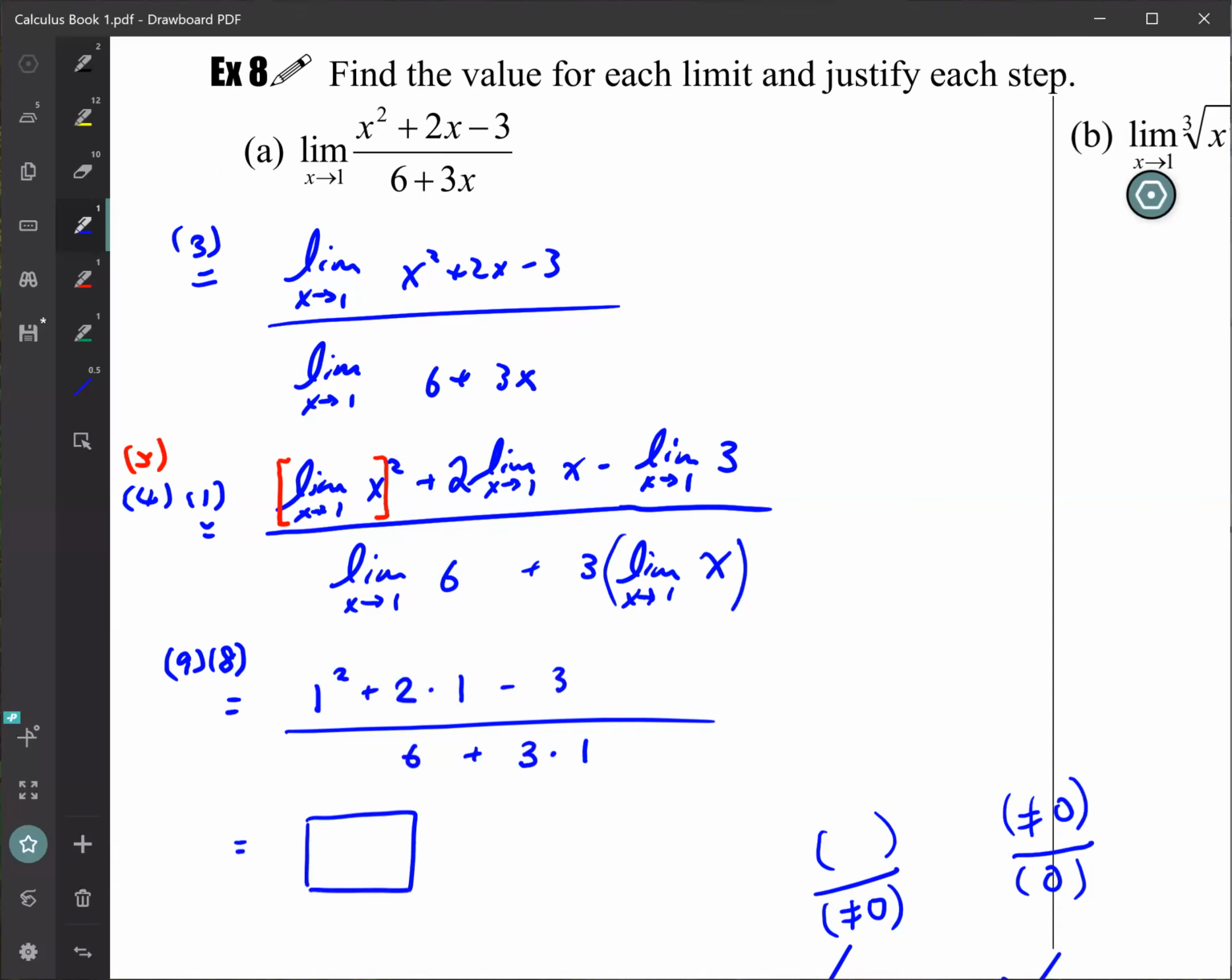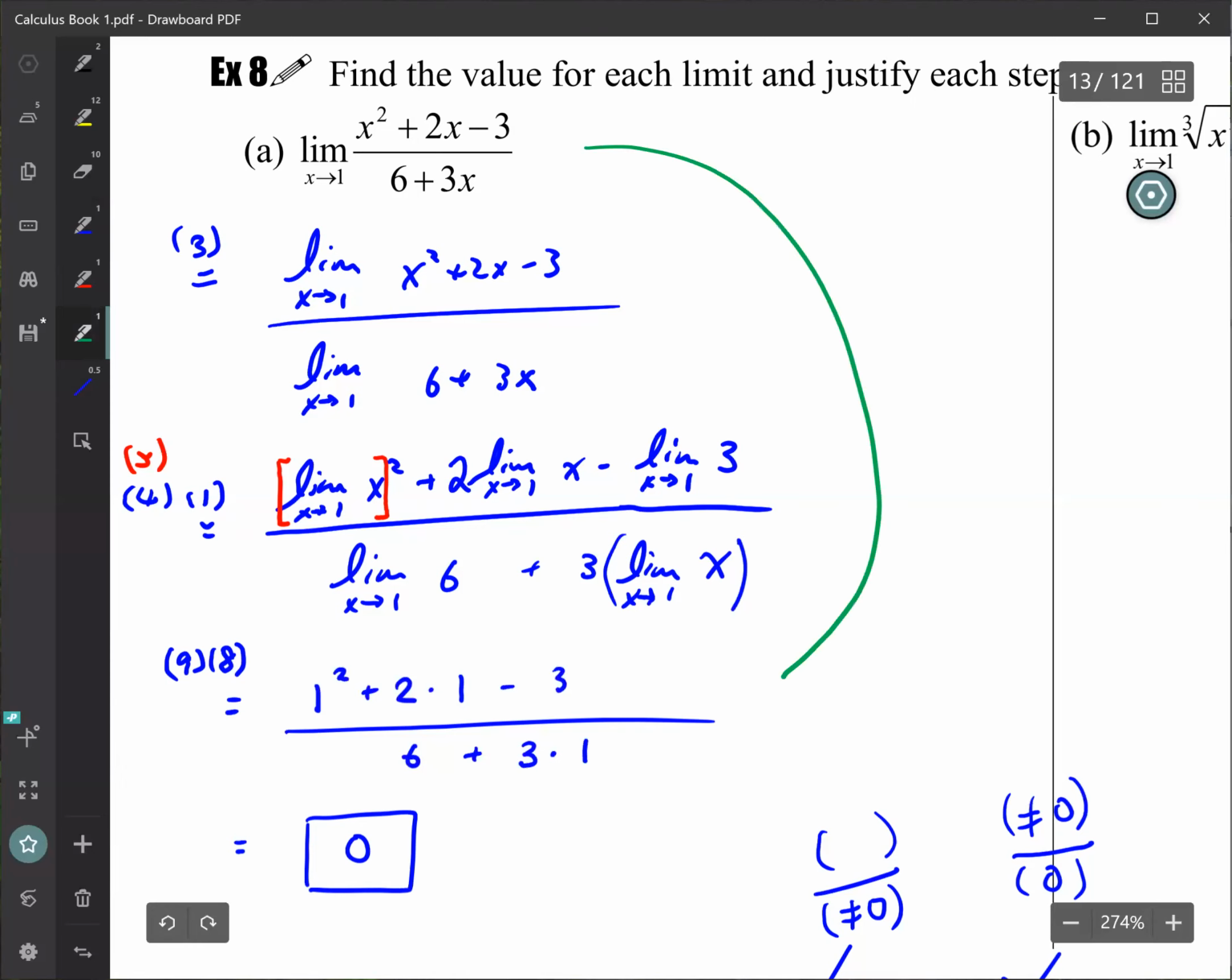Jeffy, you can do this one. I got 0 over 9. 0 over 9, so 0, yes, okay? So the answer is 0. So are we able to get to here? Can we do that? Is there a way to get there?